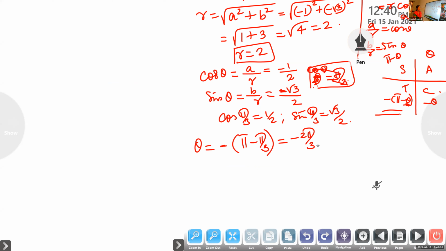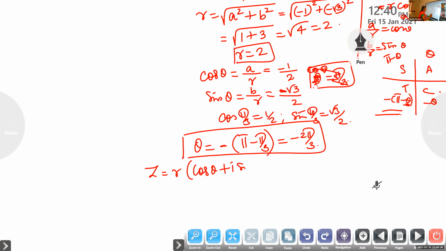Do you understand, children? Once you find the theta, you can apply it in the polar form. What is the polar form? Z is equal to r into cos theta plus i sin theta. What is r? It is 2. So 2 into cos of minus 2 pi by 3 plus i sin of minus 2 pi by 3.